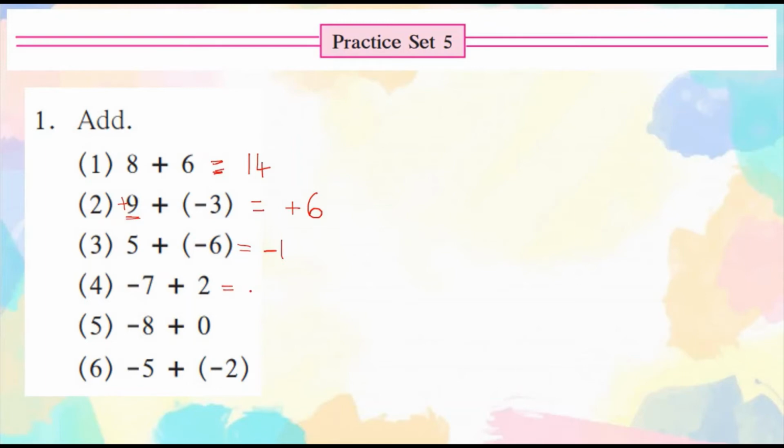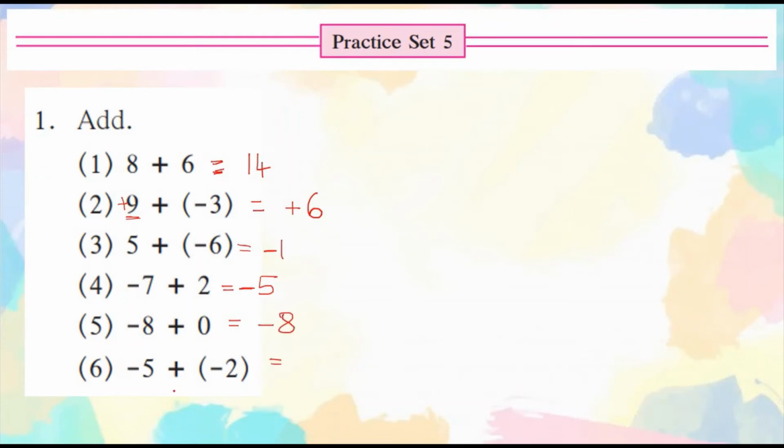Question number 4, -7 plus 2. Again opposite signs. So again we are going to subtract. After subtracting, we get 5 as our answer. Sign of the greater number is minus. So in my answer, I will write -5. Fifth one, -8 plus 0. Whenever we add 0 to any integer, the answer which we get is that particular number itself. So here also my answer will be -8.